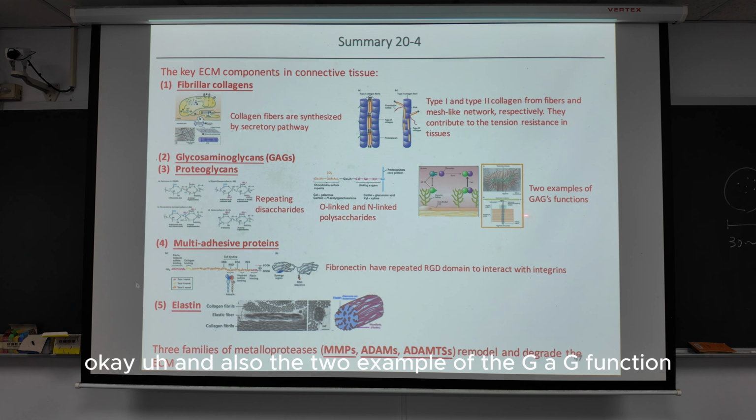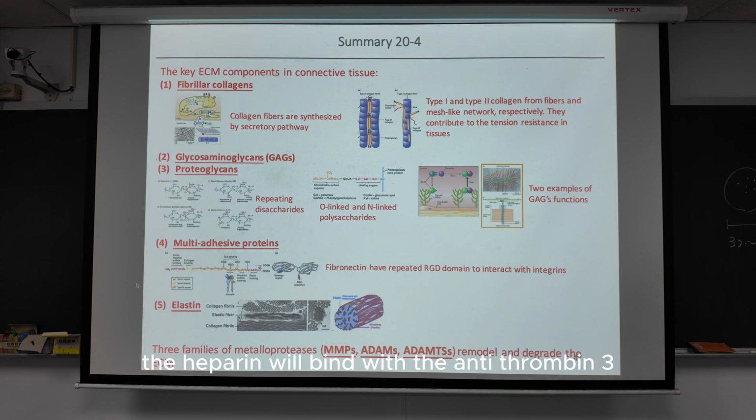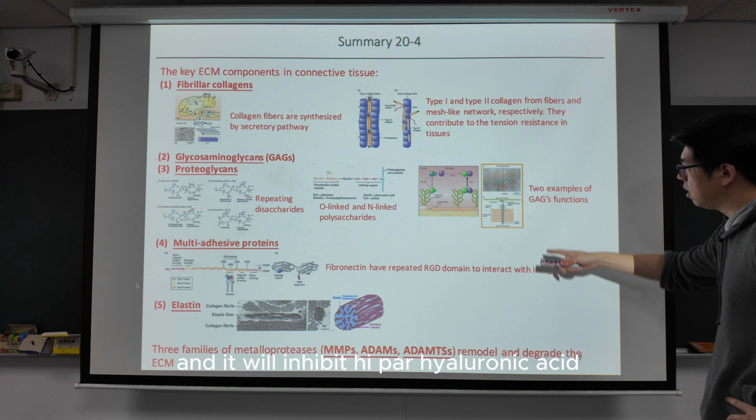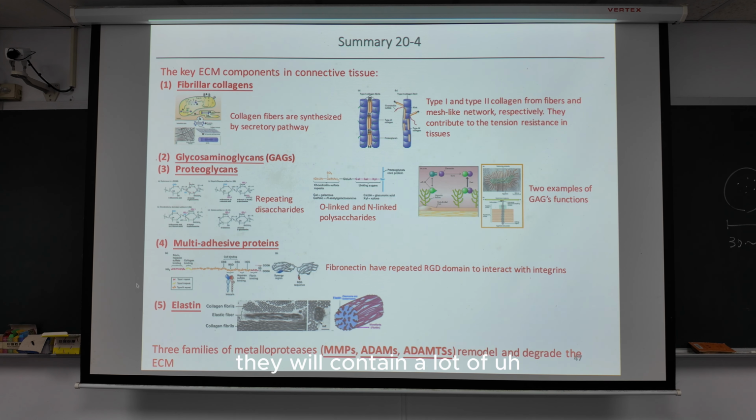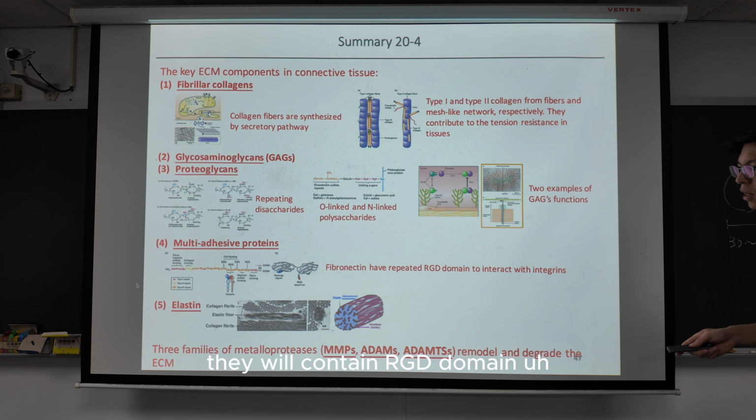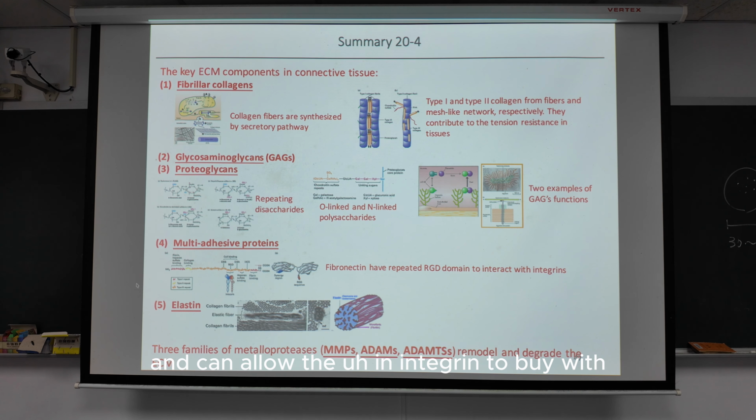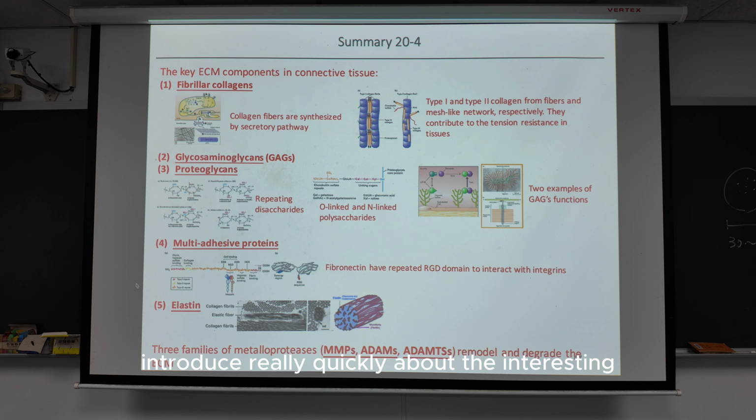And there were two examples of GAG function: heparin binds with antithrombin III and inhibits thrombin, and hyaluronic acid binds with a lot of water and generates a gel-like structure. Multi-adhesive proteins contain the RGD domain, which allows integrin to bind. We also introduced elastin quickly, and three families of metalloproteases, MMPs, ADAMs, and ADAMTS, which can remodel and degrade the ECM so cells can do activities that need more space.